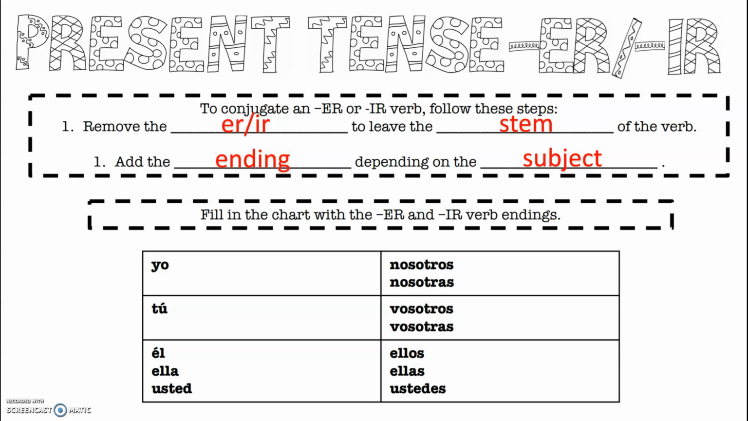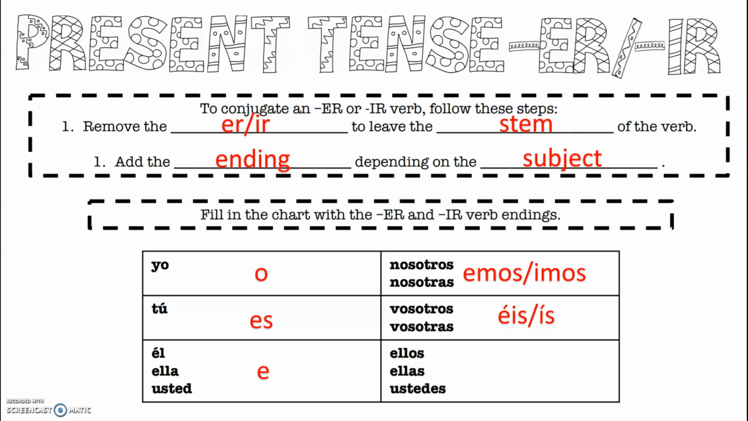La forma yo es o. La forma tú es es. La forma él, ella, usted, e. La forma nosotros, emos, imos. Emos we would use for verbs that end in ER, and imos we would use for verbs that end in IR.